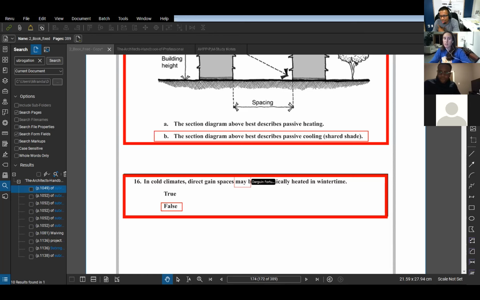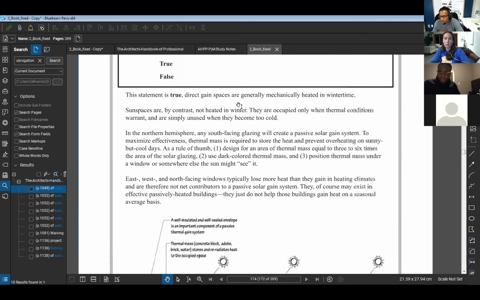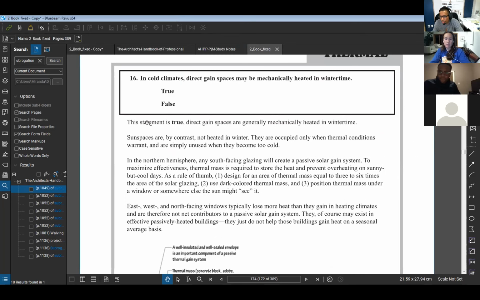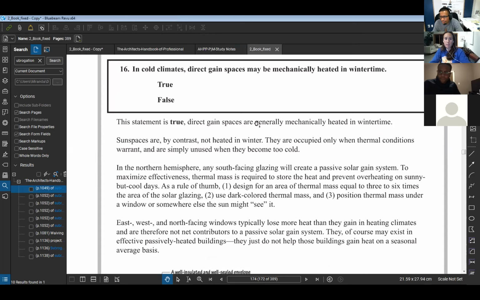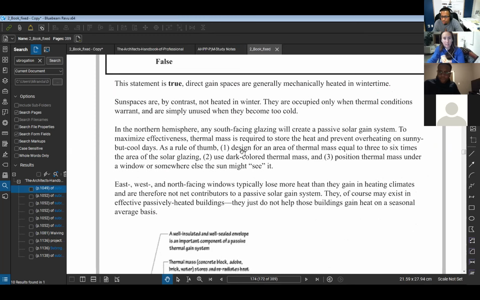And then direct gain spaces are the ones that normally face the sun, so even though it's cold, they're gaining heat. But you can't just rely on that. You will not be able to just rely on the sun to heat a cool place. So the statement is true. Direct gain spaces are generally mechanically heated in wintertime. But I interpret it as, if there is direct gain, why not just use that? Okay. The heat gain, but.